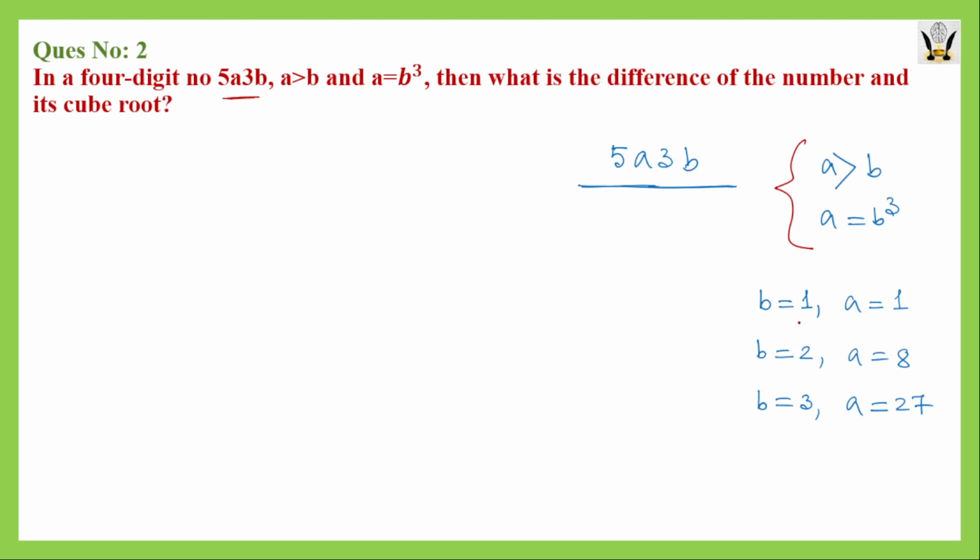So B could be 1. When B is 1, then A will be 1. When B is 2, A will be 8. And when B is 3, A will be 27. So the first value of B we can choose as 0. In that case, A will be also 0.